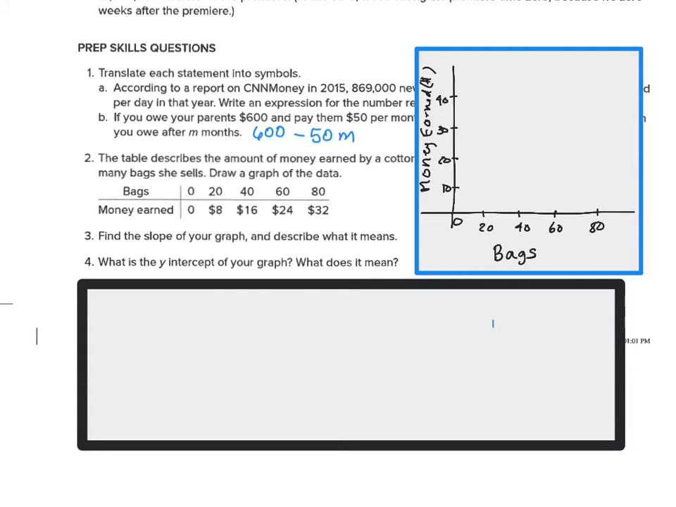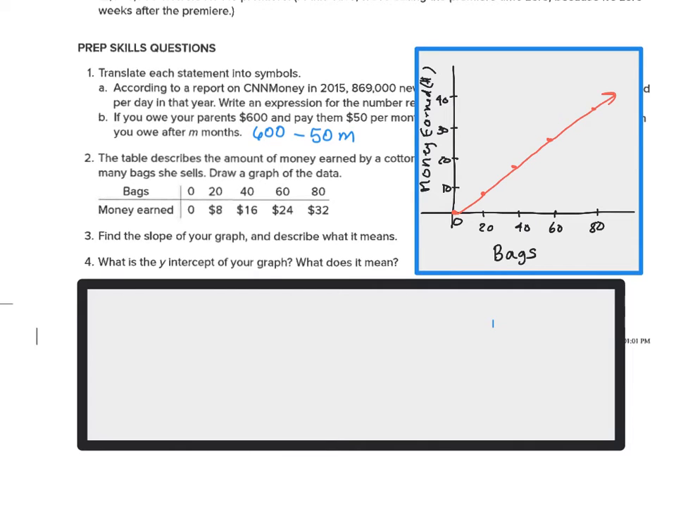So let's plot the points. (0, 0), (20, 8), (40, 16), (60, 24), (80, 32). All right, looks like we have a linear relationship. In fact, specifically, it looks like a direct variation situation because we're going through the origin.